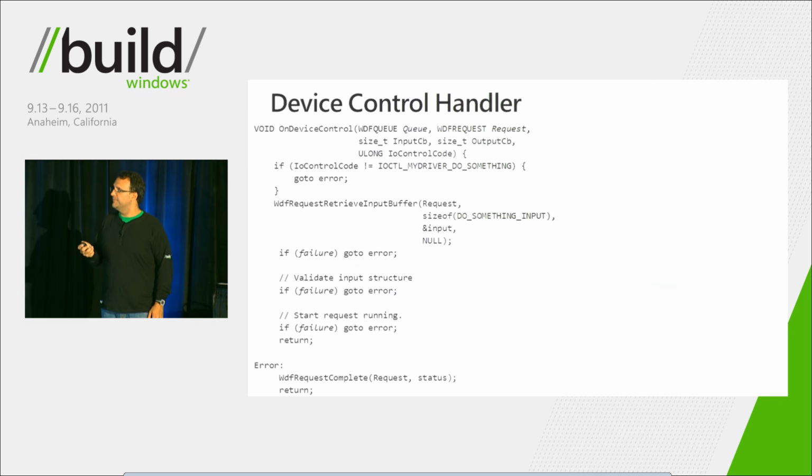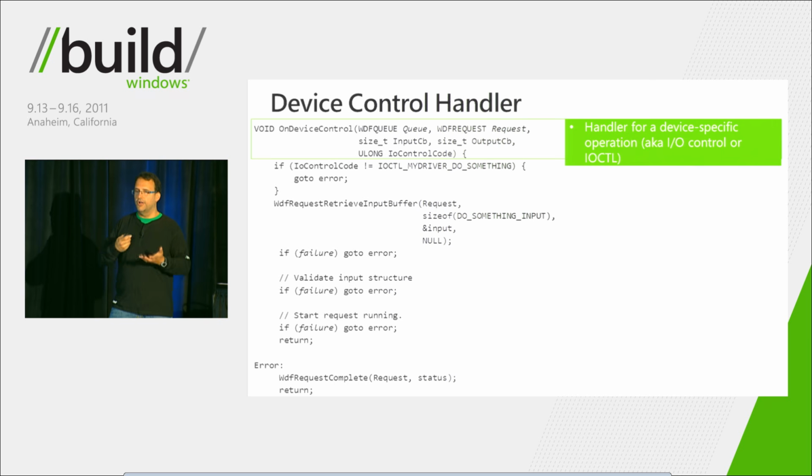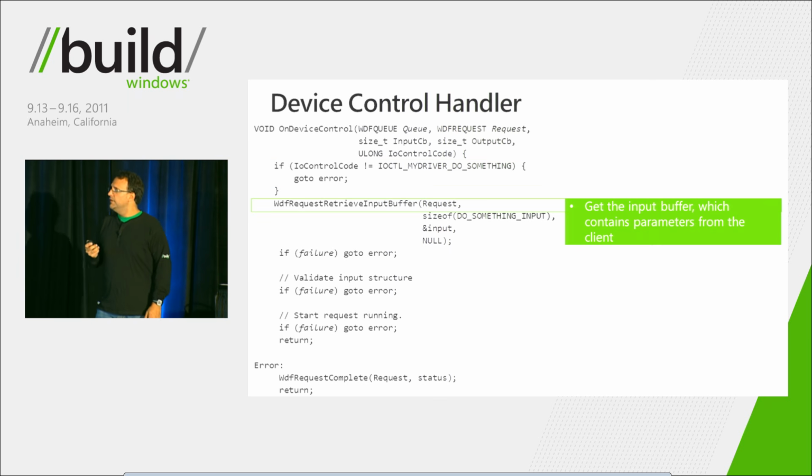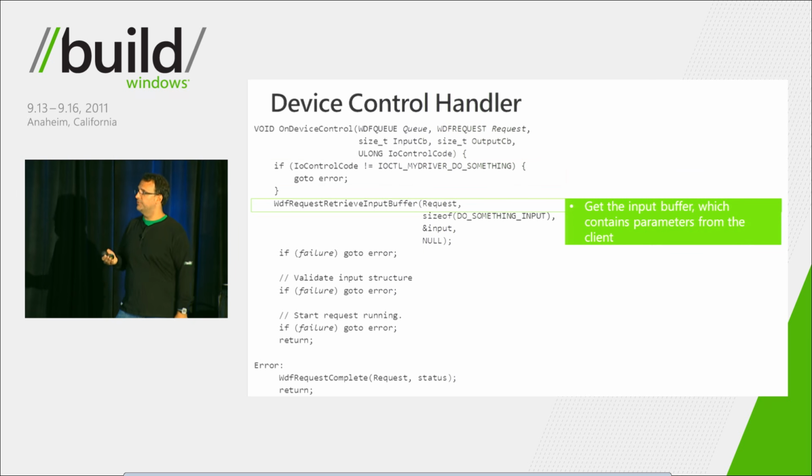Now, let's look at that device control handler. This is the function that gets called for each of those requests that comes in. This one's really simple. It only supports one ioctl. That's pretty nondescript. A real one would have a switch statement or a lookup table of control code types. And the first thing we're going to do, since it's telling us to do something, we're going to get the input buffer and find out what we're supposed to do. So the assumption is there are some parameters that come with this.